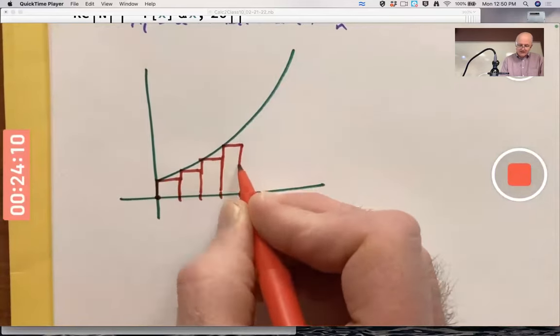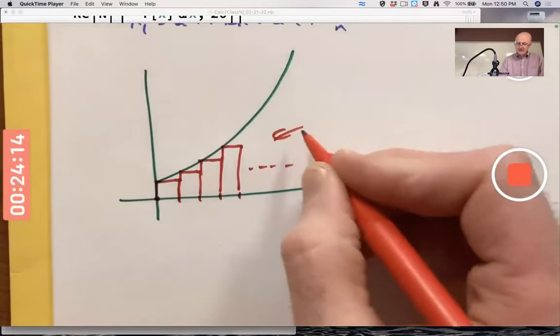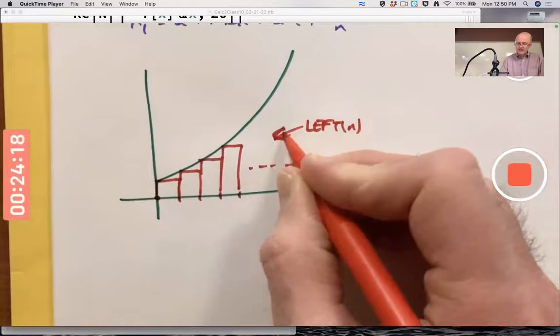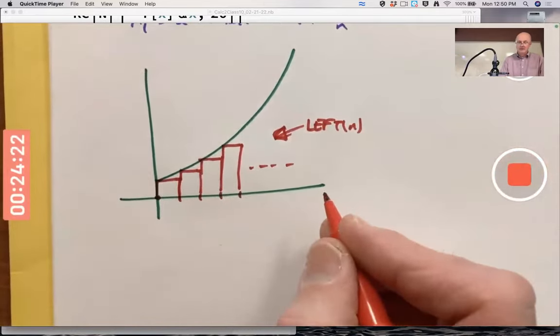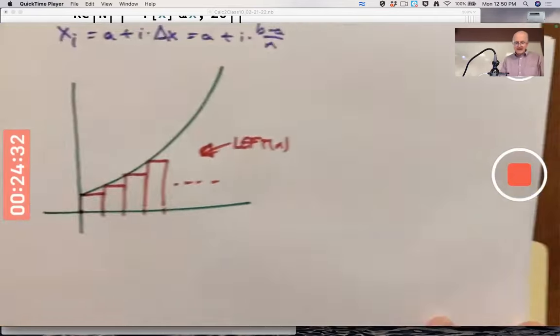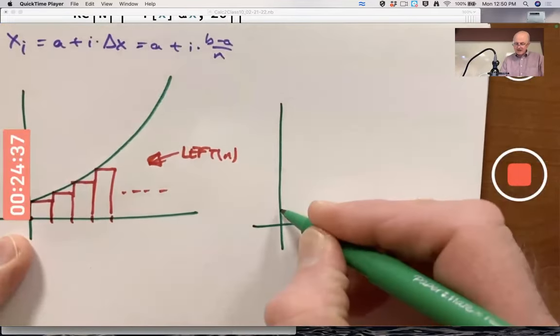Adding up the areas of those is going to give you left of n. So when I draw left of n here, I mean left of n is going to be the sum of the areas of those rectangles. You can see they're under the curve because the curve is going up. The left-hand sum is going to be too small. On the flip side, the right-hand sum is going to be too big.